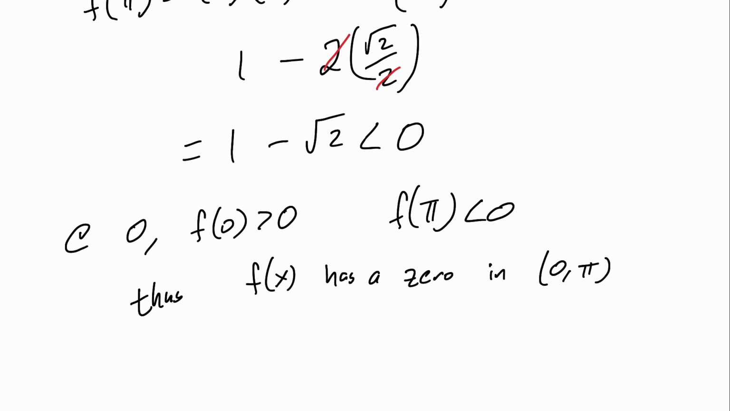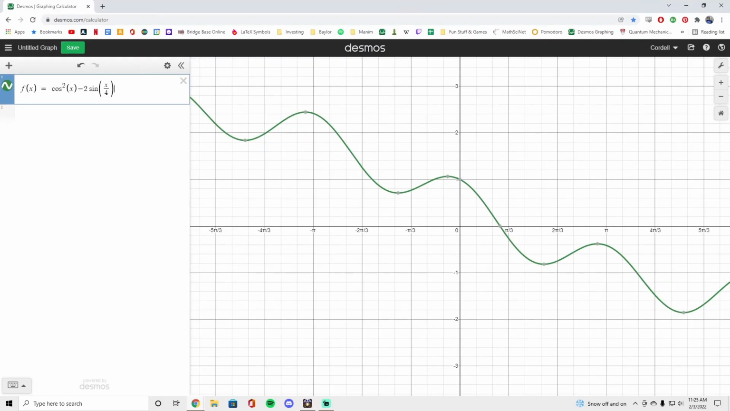Visually, what does this graph look like? Let me type this up right quick. f(x) = cosine squared of x minus 2 sine of x over 4. So it's kind of a weird, wavy looking function, right? But at 0, the output is 1. At x equals pi, the output is something like minus 0.417, somewhere in that neighborhood.